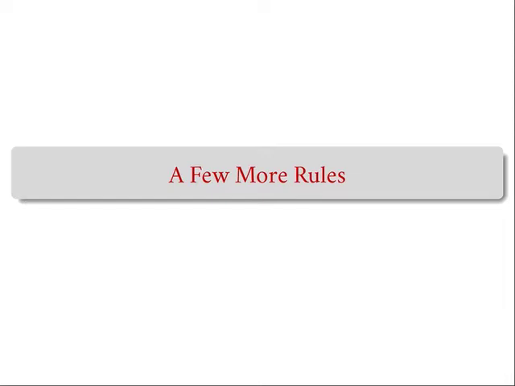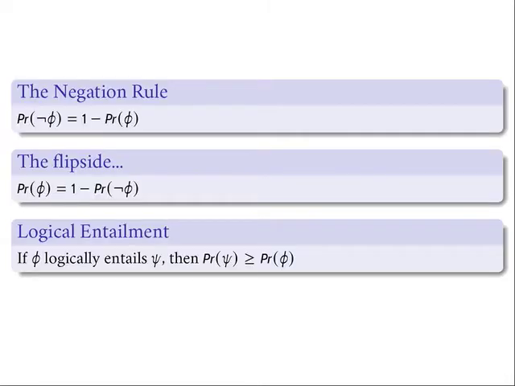Here are a few more rules which are important to keep in mind. First, there is the negation rule, which tells us how to calculate the probability of a negated sentence if we already know the probability of the unnegated one. It says that the probability of not phi equals 1 minus the probability of phi. For instance, if the probability of the coin landing heads is 1/2, then the probability of not landing heads, i.e. landing tails, is 1 minus 1/2, which is also a half. Or if we had an unfair coin that landed heads 3/4 of the time, the probability of not heads, i.e. tails, would be 1 minus 3/4, which is 1/4.